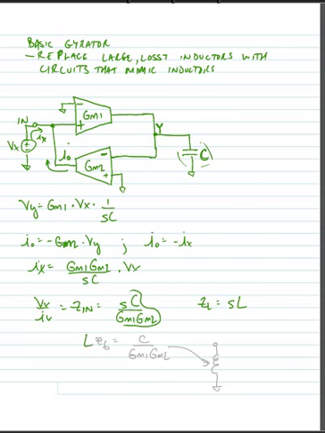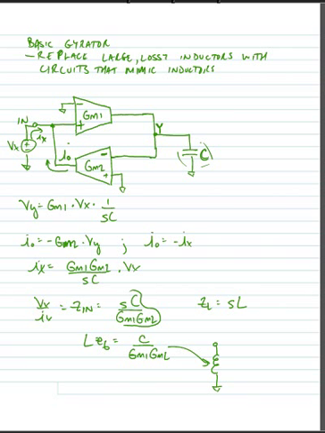So here we can say L equivalent is equal to C divided by GM1 times GM2. So our gyrator circuit looks like an inductor that has this value, C divided by GM1 times GM2.